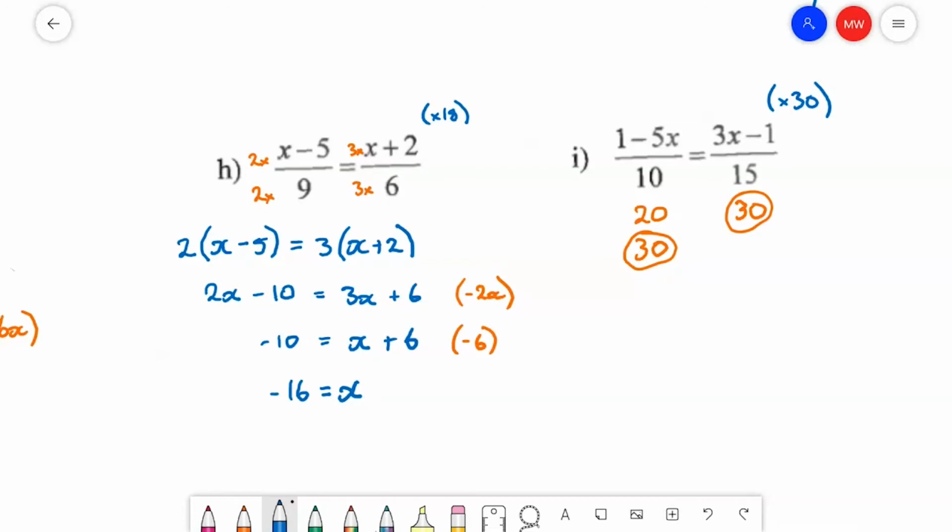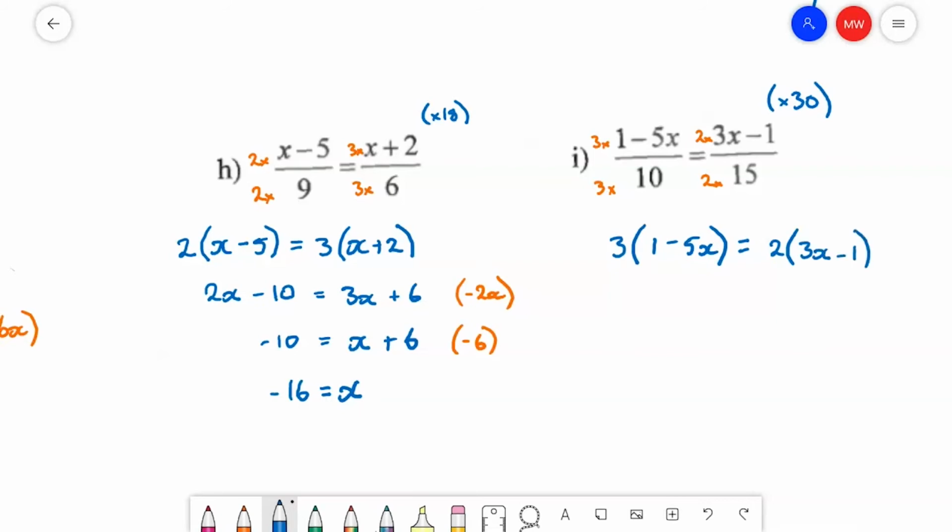And then, just so that we don't lose track of what we're up to, let's make ourselves a little note that we're making this one 3 times bigger to make it 30. We have to do the same to the top. Making this one twice as big to make it a 30, and we've got to do the same to the top. So our next line will read 3 outside of 1 minus 5x, and that will be equal to 2 outside of 3x minus 1. Let's expand and solve for x.